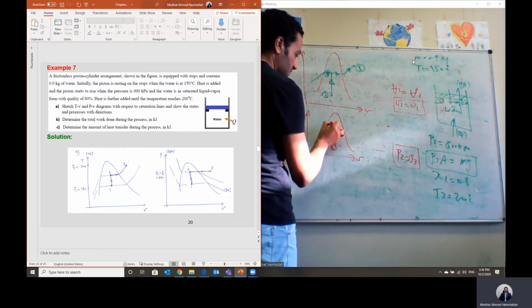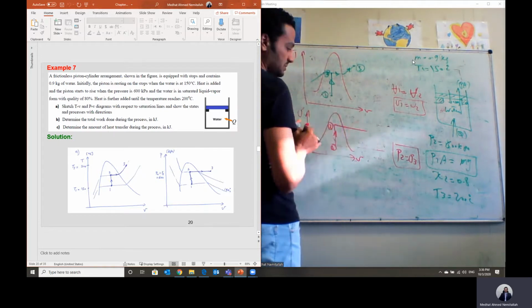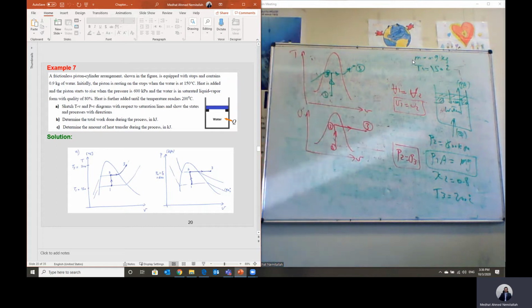State 1, the process from 1 to 2 is under constant volume. And this is actually a line of constant pressure on the PV diagram, just a horizontal line, until we reach state number 3, which lies within the superheated zone. Okay. In this problem, we need to calculate the work.